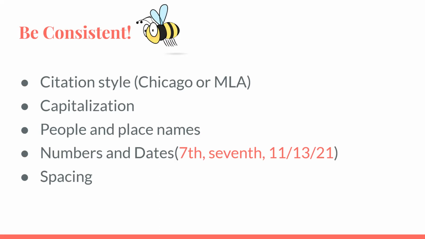So you don't want to have one time be 11/13/21, and then the next annotation be November 13, 2021. Be consistent. And then spacing. If you're going to put one space in between your annotation and the next citation, keep that consistent throughout.